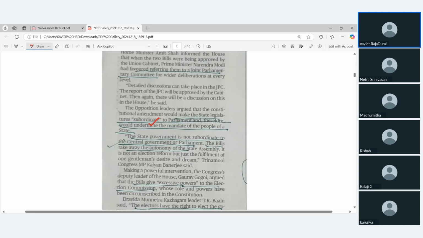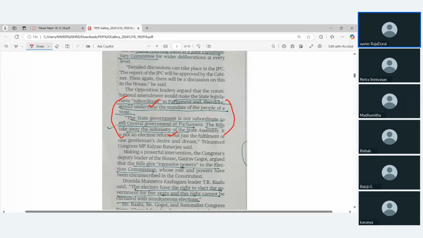That is, it would make the state surrender to the centre, that is the point they are raising. The state government is not subordinate to the central government or the parliament. The bill takes away the autonomy of the state assembly. This is how the bill is affecting the federal structure of the constitution.